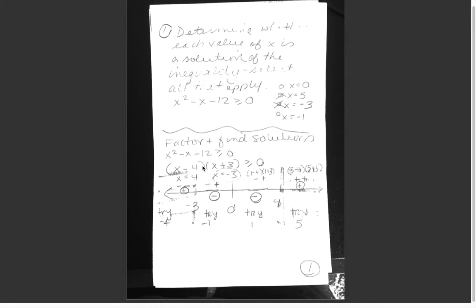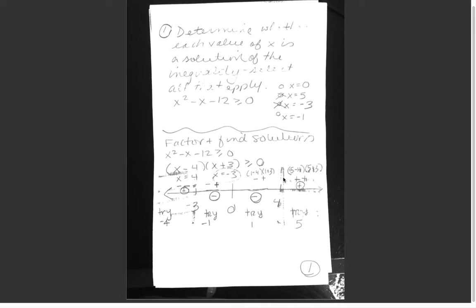So I have x minus 4 times x plus 3. That means x equals 4 and x equals negative 3 are critical points. So there's a vertical dash line here, and a vertical dash line here. What that does on the number line is create three regions. So what you need to do is pick a point in each region.